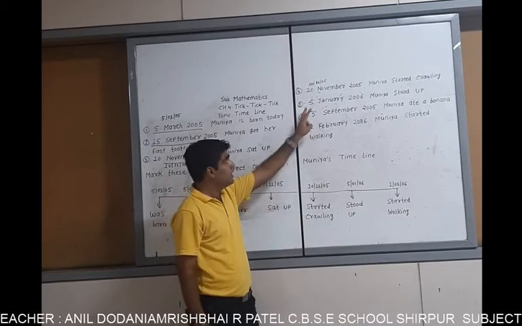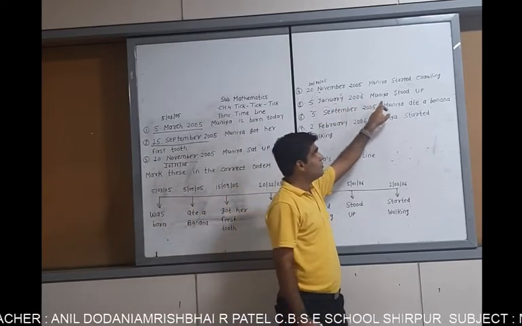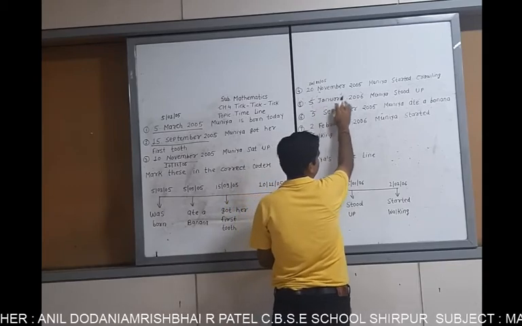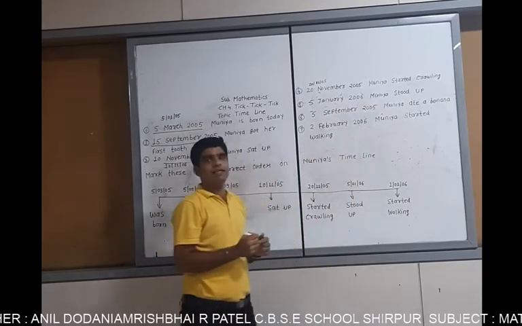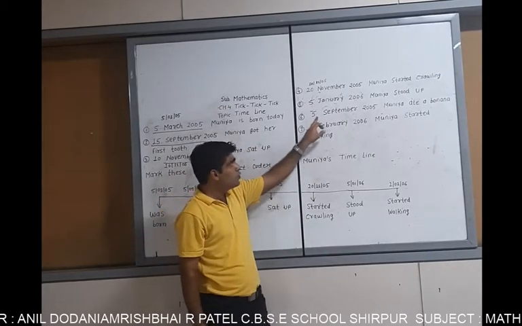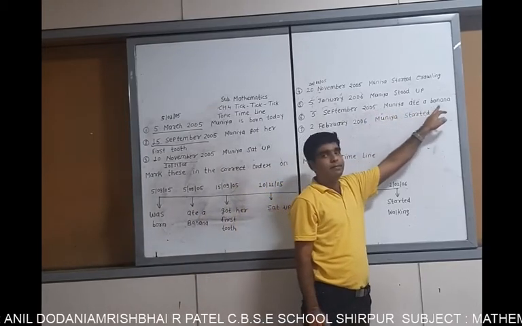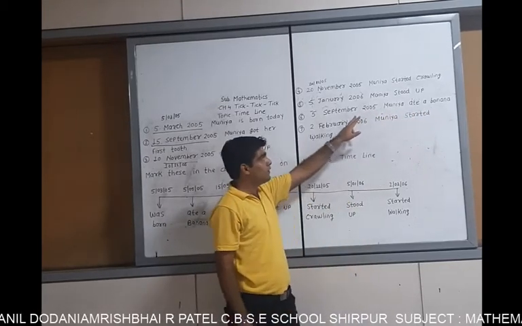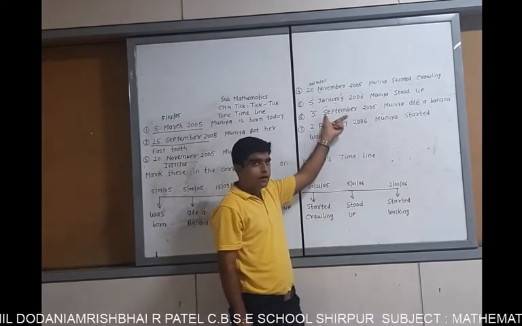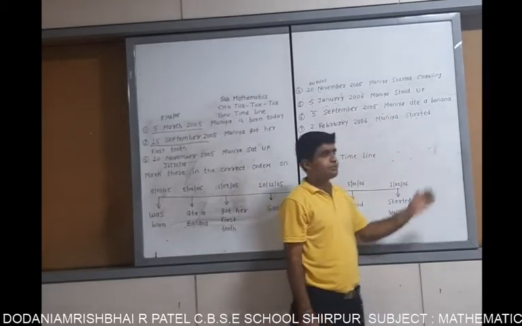Next, here will be 5 January 2006. Munia stood up. So we have to write down 5 January 2006, Munia stood up. Sixth point, 5 September 2005, Munia ate a banana. What? 5 September 2005, Munia ate a banana.